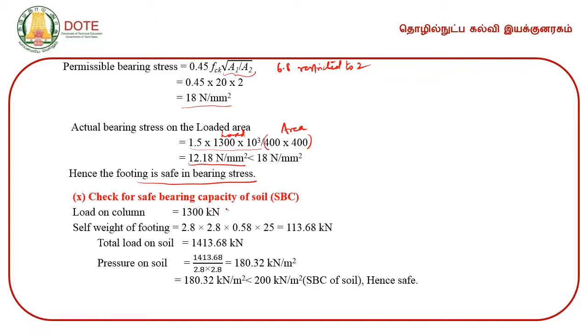So, load on soil is here, the self weight of the footing is calculated, and the total load on the soil is found. Pressure on the soil is load by area, that gives you 180.32 kilonewton per meter square, which is less than the safe bearing capacity of the soil given in the problem, and therefore the soil will not fail. So, this footing is also safe in safe bearing capacity. Hence, all the checks are over. I will repeat the checks.